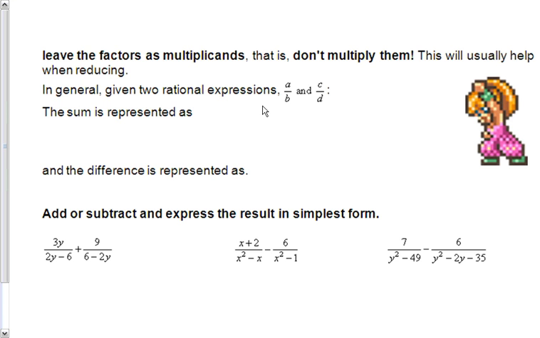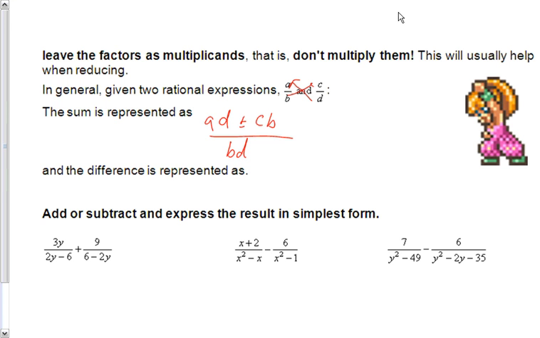If I have two rational expressions, the sum of a over b and c over d, our common denominator is bd, and it's a times d plus or minus c times b. Remember, this has to go over here, and that has to go over there. The difference is the same thing, written as ad minus cb over bd.